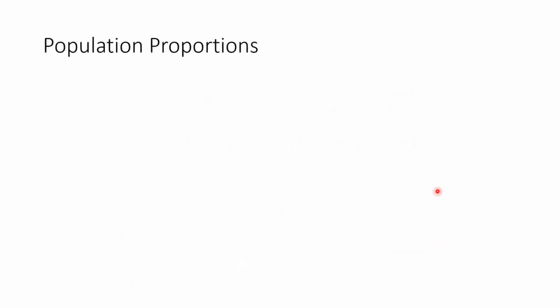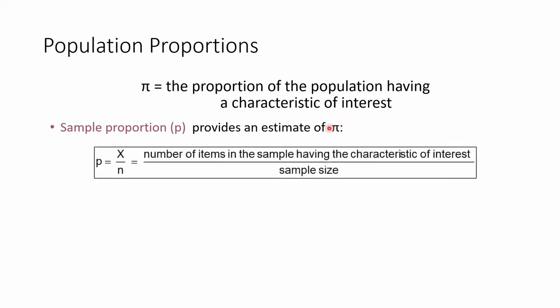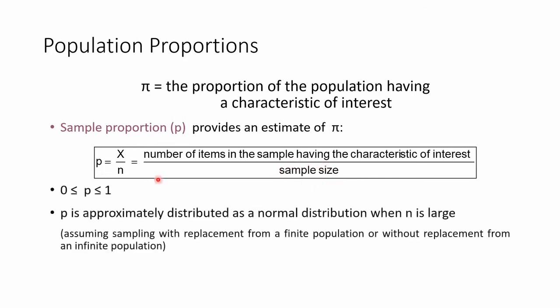Right, so up to now we have been talking about sample means. That is, we've been talking about sampling distributions, but more specifically we have been talking about the mean. Now we are going to talk about proportions. So we use the symbol pi to denote the proportion of the population having a certain characteristic of interest, and we use the symbol simple p to denote the sample proportion, which is an estimate of your population proportion pi. So your sample proportion is given by x divided by n. X is the number of items in the sample having that particular characteristic of interest, divided by the sample size. It's a proportion, so therefore it lies between 0 and 1.